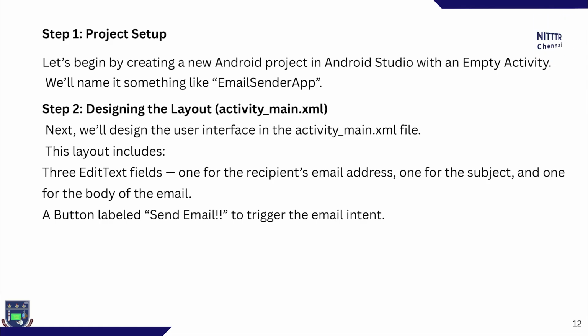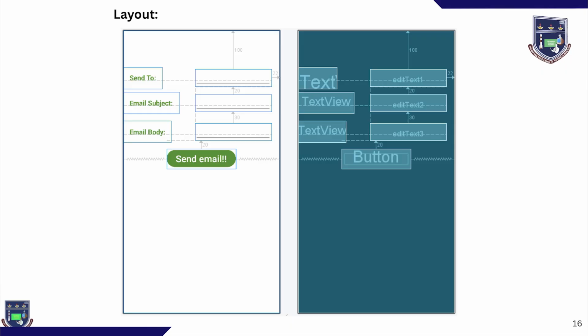Next we will design the user interface in the activity_main.xml file. This layout includes three edit text fields: one for the recipient email address, one for the subject and one for the body of the mail. Here, the button labeled Send Email will trigger the email intent. For the layout structure, we have used the relative layout that aligns the fields neatly with the labels for each input. You can see the fields labeled Send To, Email Subject and Email Body.